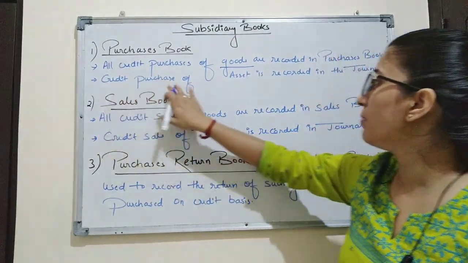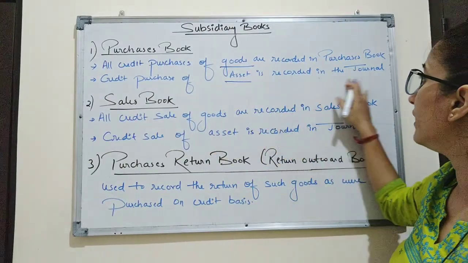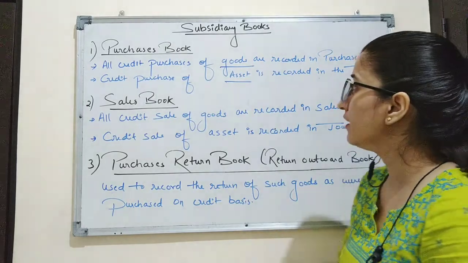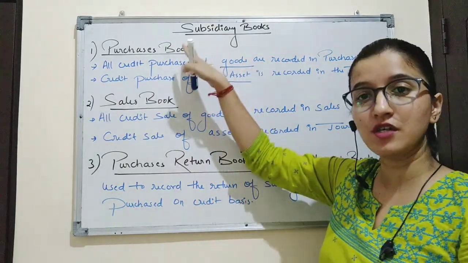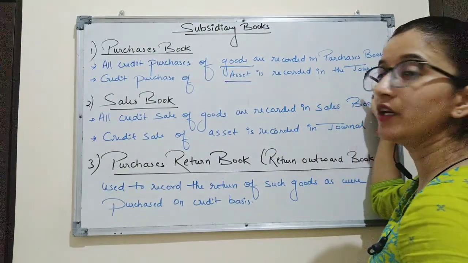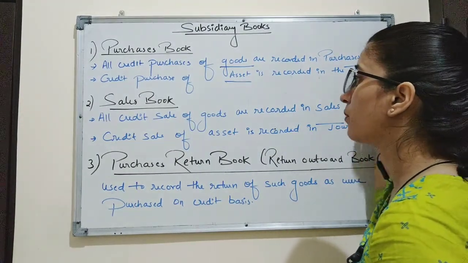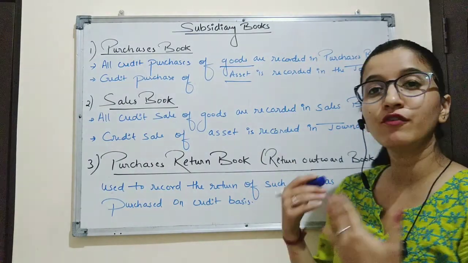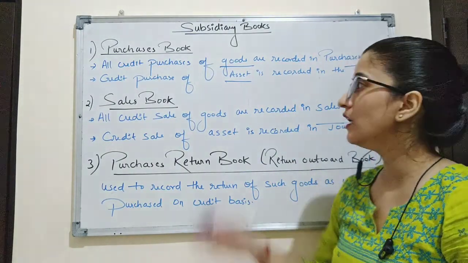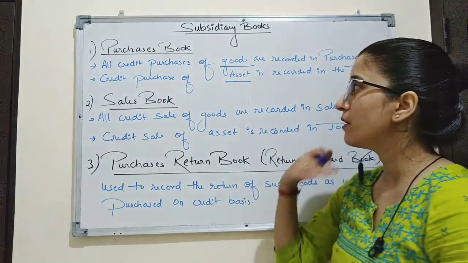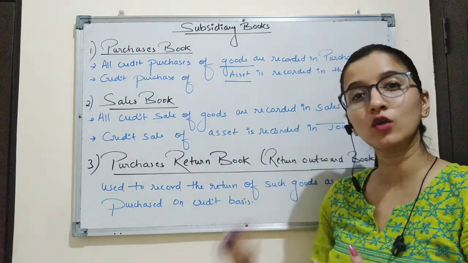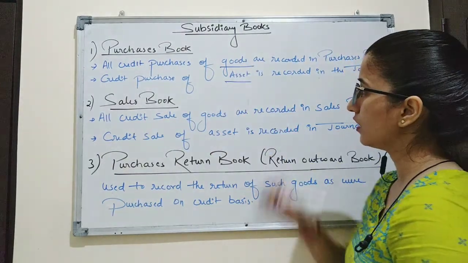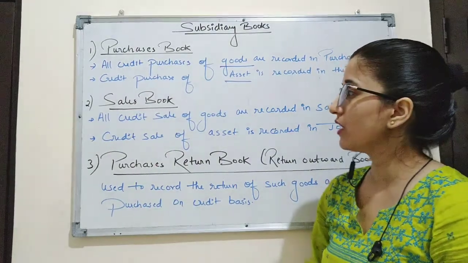Second, credit purchase of asset is recorded in the journal. Now if the business is purchasing an asset instead of goods, it will not be recorded in purchases book, it will be recorded in journal proper. For example, if a cloth dealer purchased furniture for his shop for the seating of the customer, then it will be treated as asset. But if the same cloth dealer purchases cloth for the purpose of resale, it will be treated as goods. Now, the second subsidiary book is sales book.